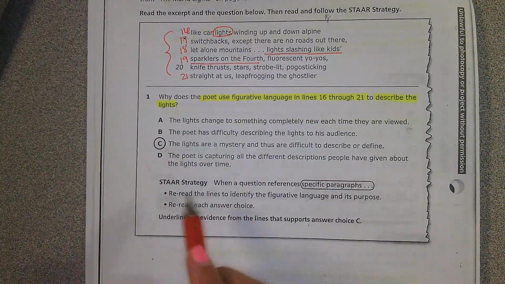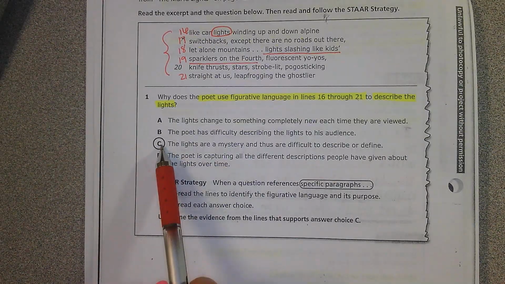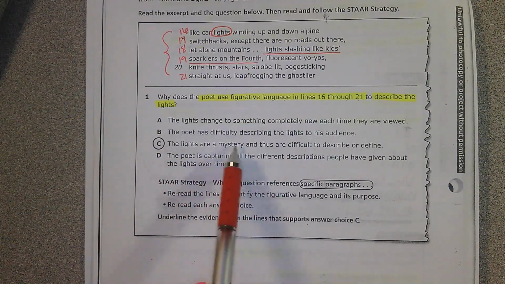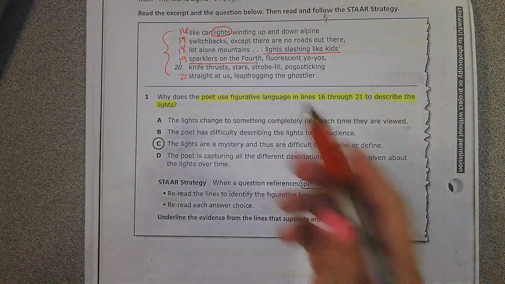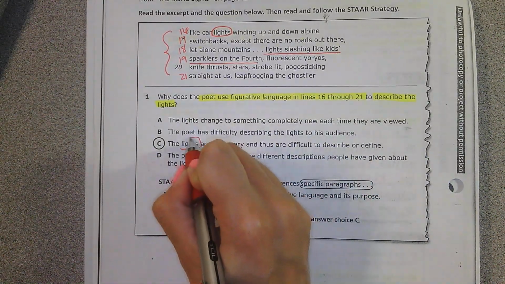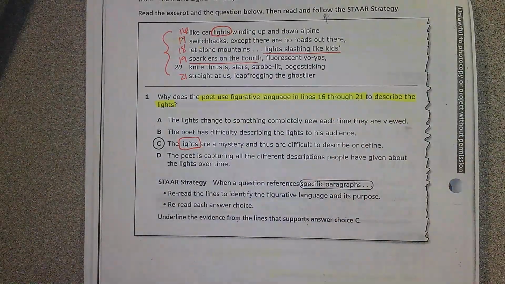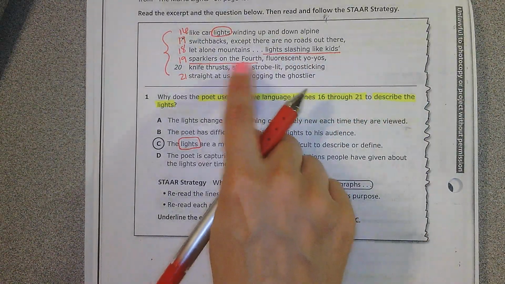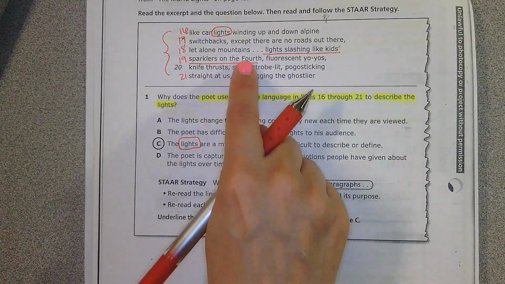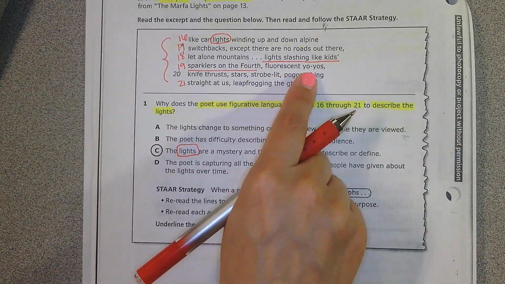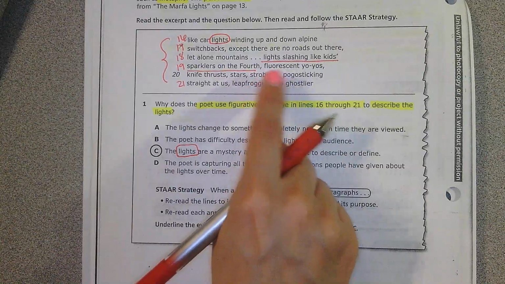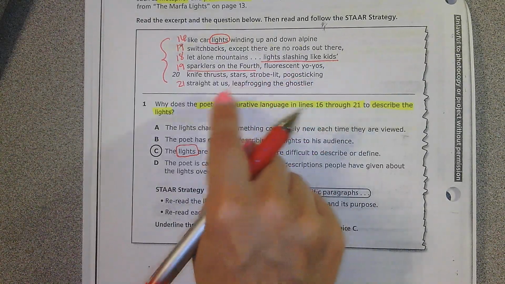Okay, well, let's check. We know that the answer is C because this tells us that the lights are a mystery and thus are difficult to describe or define. So notice how they are talking about the lights and describing the lights. They're comparing the lights to sparklers on the 4th of July, fluorescent yo-yos, those yo-yos that are very colorful, strobe lights, pogo-sticking straight at us.